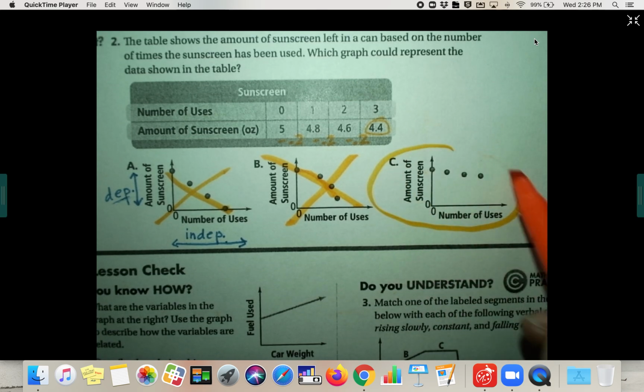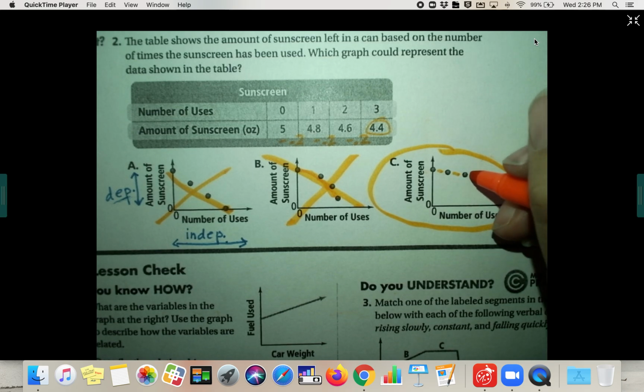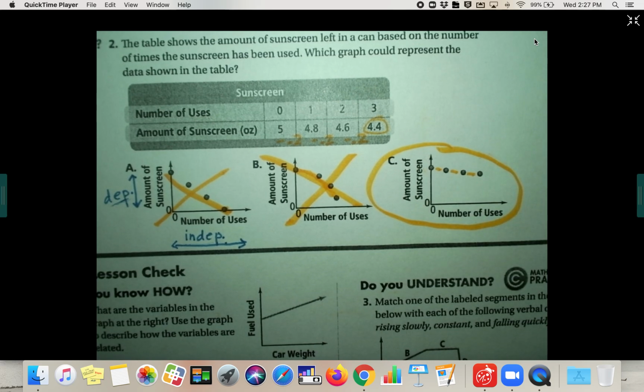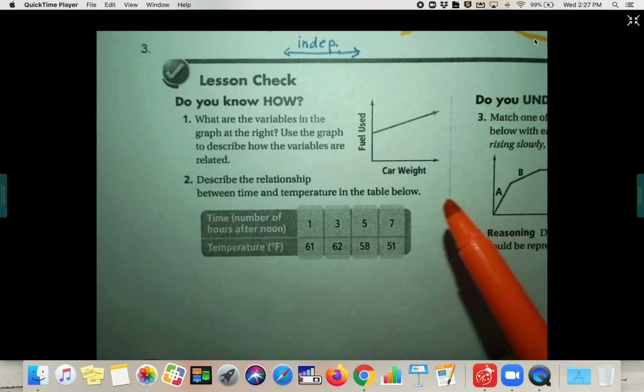So we know that it's C, but it's because this amount is the same amount of spacing as this amount, which is the same amount of spacing as this amount. It is a constant amount as we go down. And we're not out. After 4 uses, we still have 4.4 ounces left, so this is the only one that works. All right, let's do a real quick lesson check on today's lesson.